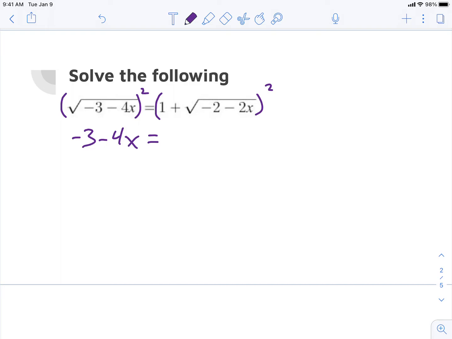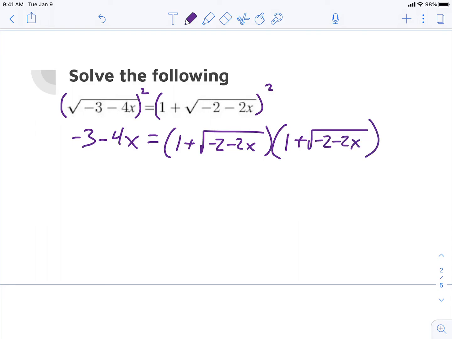Now, I'll get it started. If you want to pause at any point and try to continue it on your own and see if you can solve it, feel free. Or it might even be one where you just watch me solve it and then just try to solve it again on your own to see if you can do it and not make any algebra errors along the way. Okay, so when I square the right-hand side, it becomes 1 plus the square root of -2 minus 2x times another 1 plus the square root of -2 minus 2x.